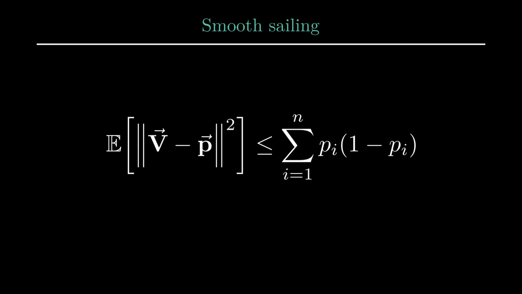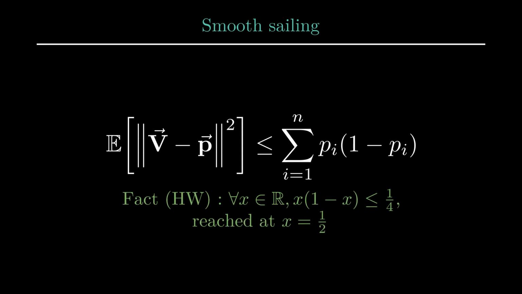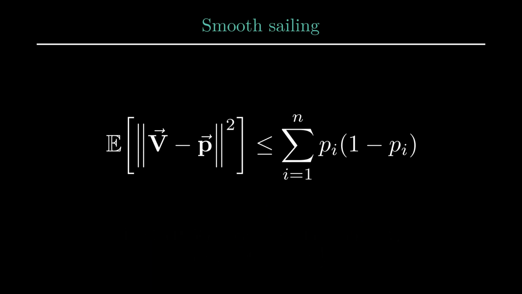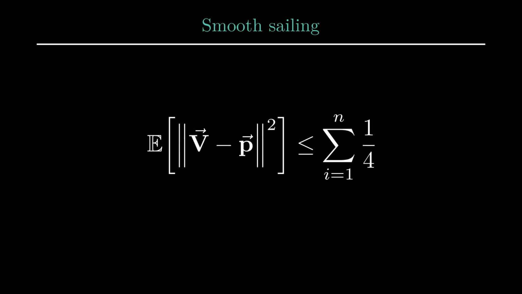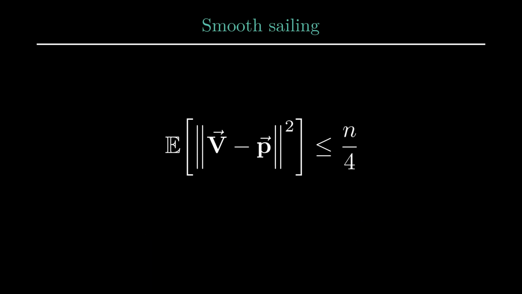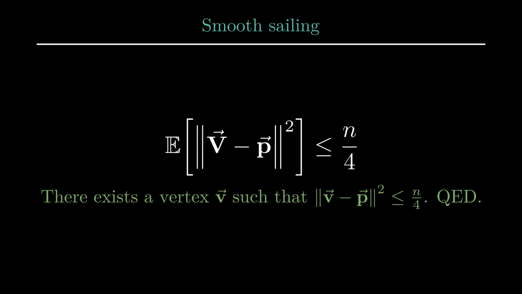We're almost there. The nail in the coffin of this proof is a little analysis fact that I will leave also as homework. The maximum of the function x times (y minus x) is 1/4, reached at x equals 1/2. Using this and summing it all, we get that the expected value of the squared norm is less than or equal to n over 4. So there must be some vertex v such that the distance squared to p is less than or equal to n over 4. This completes the proof.